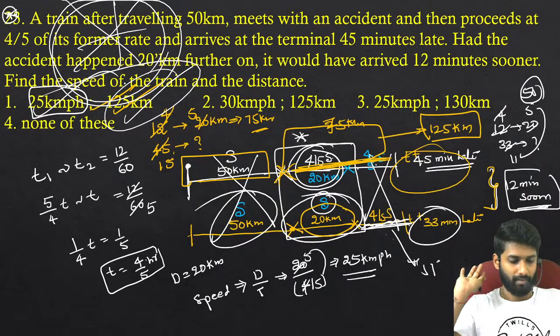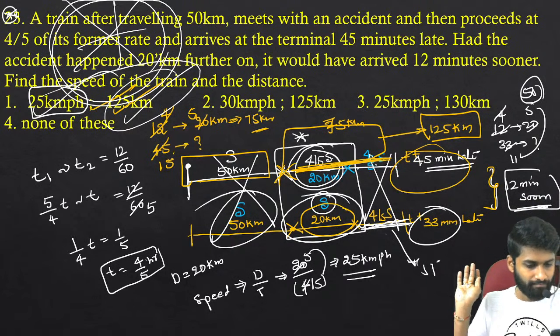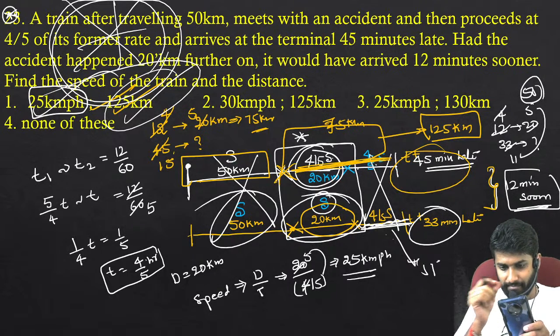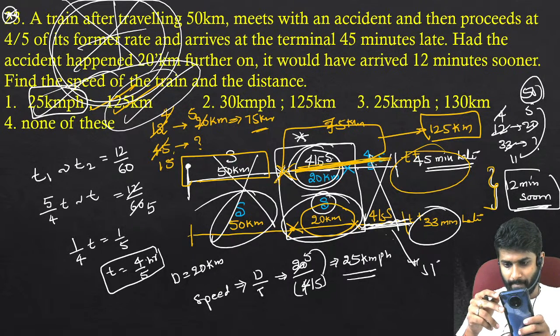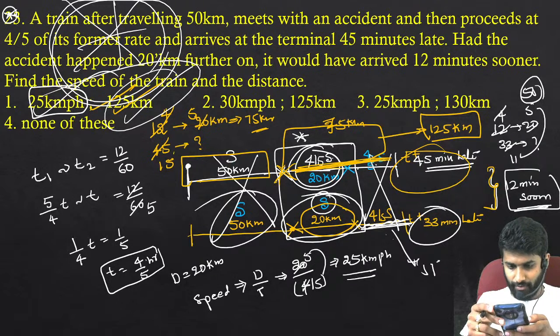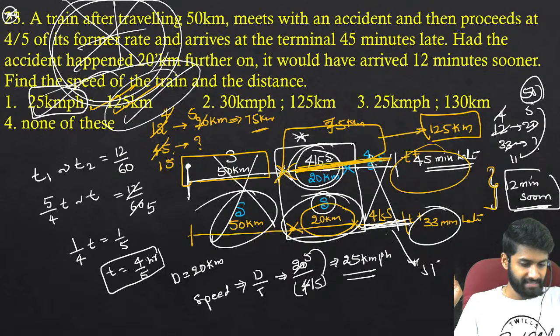Just see guys, most important question. You can consider any of the equations. So these are the trains' different models, guys. Is it clear?